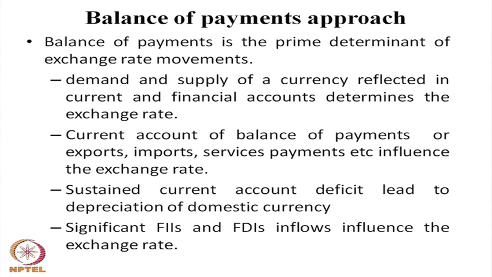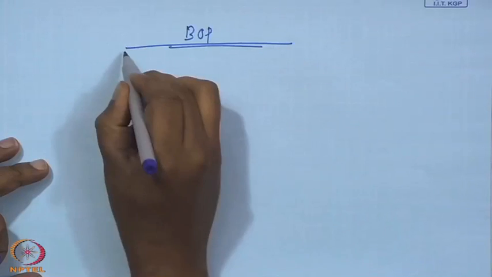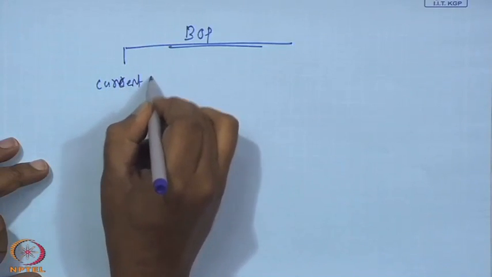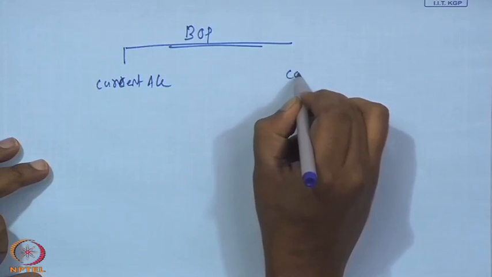In the balance of payment approach, we have discussed the balance of payment in detail. The balance of payment approach primarily determines the inflow and outflow of foreign currency on the basis of two aspects. When you consider the balance of payment of a country, we have two aspects. Balance of payment, BOP, has two aspects: one is called the current account, another is called the capital account.